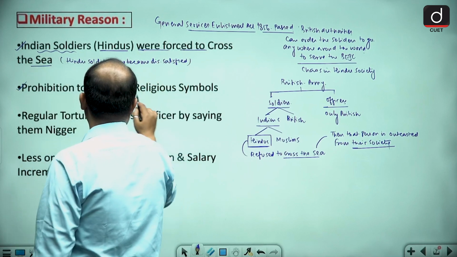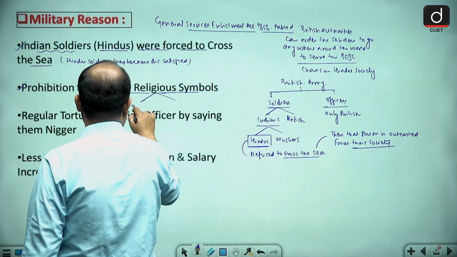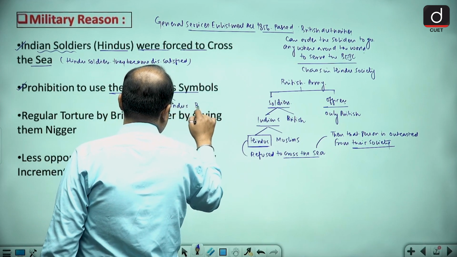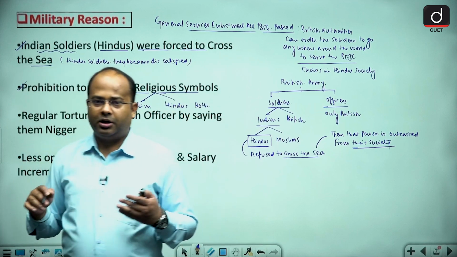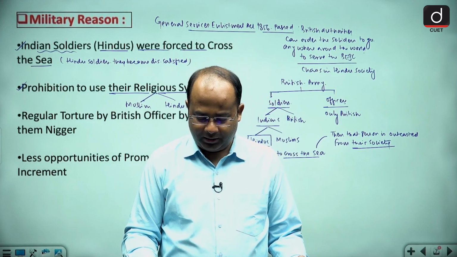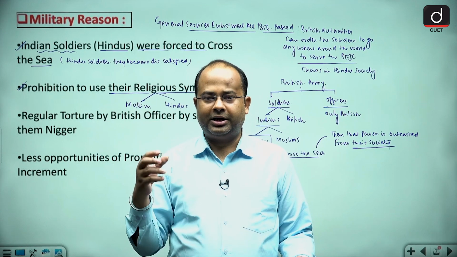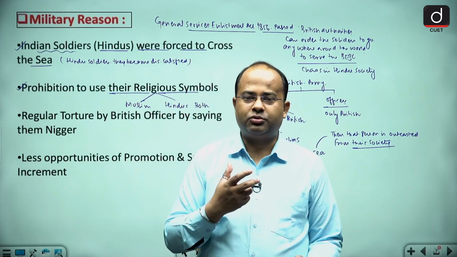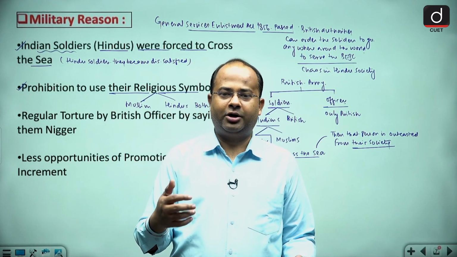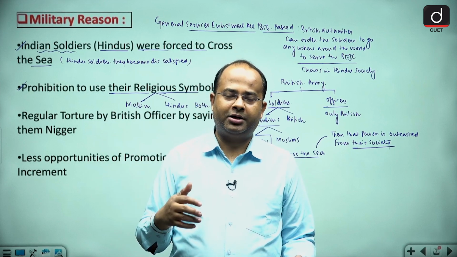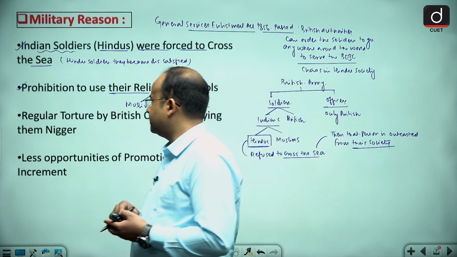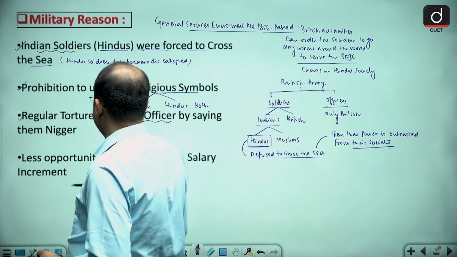Other than this, guys, there was prohibition to use their religious symbols, and it was for Muslims and Hindus. So they were not allowed to carry their religious symbol. For example, the Hindu soldiers used to wear earrings. That was a religious symbol. So the Hindu soldiers were not allowed to wear earrings. Other than this, they were not allowed to wear tilak. And the Muslim soldiers were not allowed to keep a beard, that is called sunnat for them. So finally the Hindu and Muslim soldiers became dissatisfied that they were not allowed to wear religious symbols, and they were thinking that the objective of the British for not allowing them to wear their religious symbol is to convert them to Christianity.